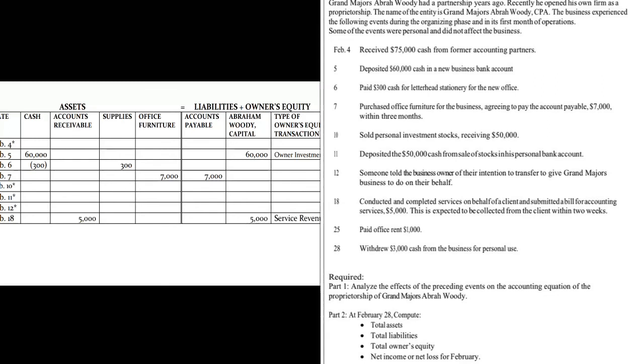Let's move on to February 15. We paid office rent $1,000.